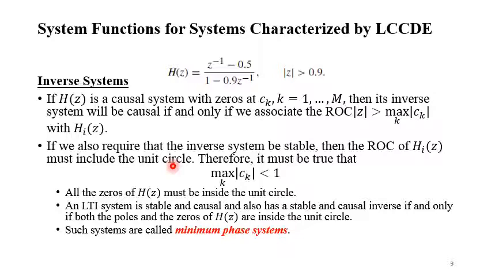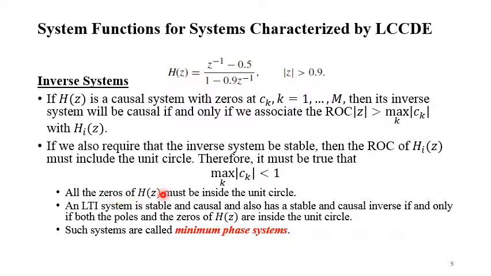So in case of the transfer function H(z), we say if its ROC includes the unit circle, then that system will be stable. So if the ROC includes the unit circle, therefore it must be true that the maximum of |ck| should be less than 1. So if this condition is met, then we say the system is stable.